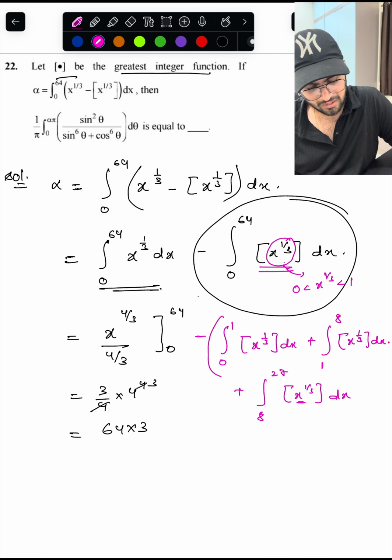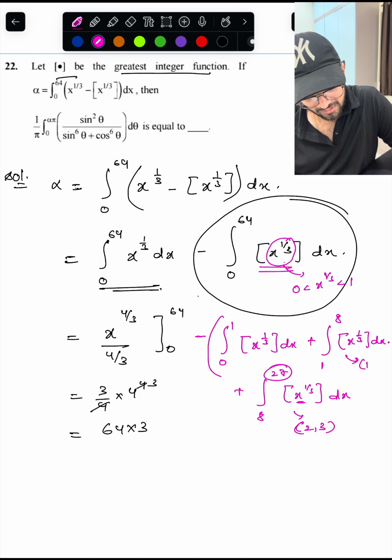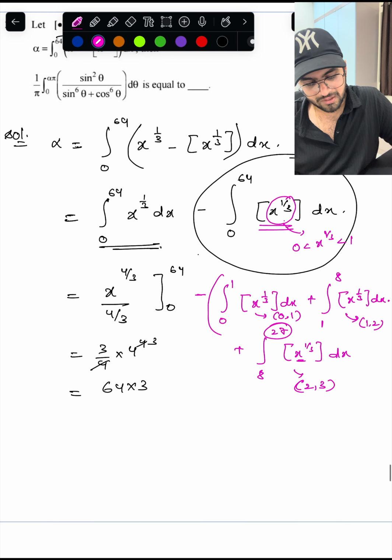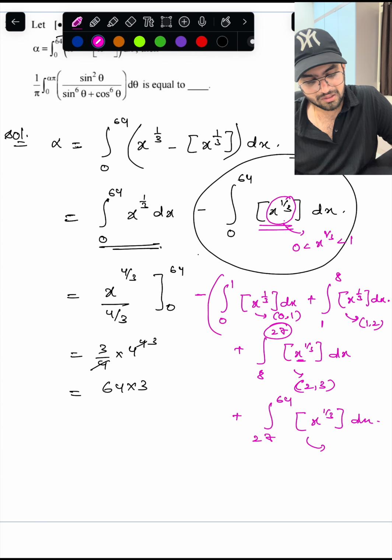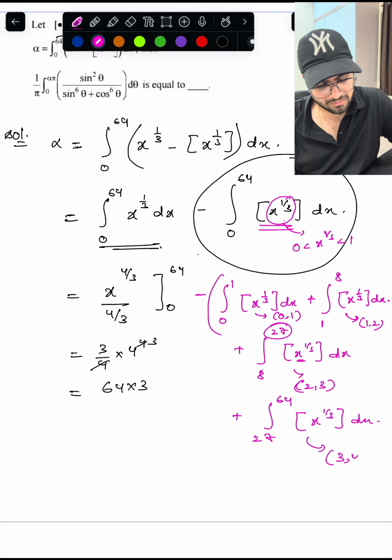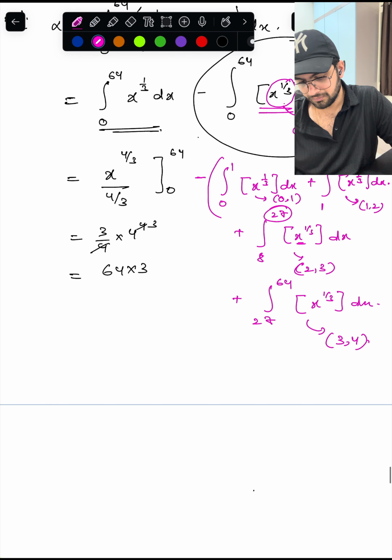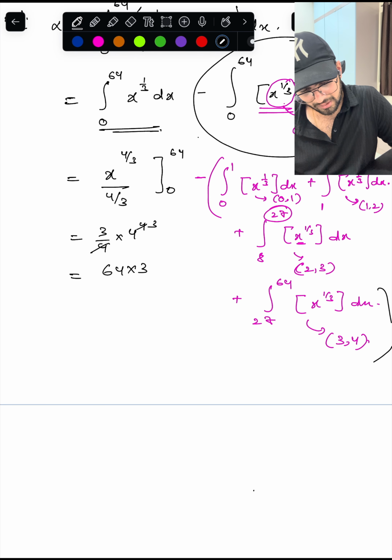Because if I keep x equals 8, it is 2, and x equals 27, it is 3. So it is between 2 to 3, between 1 to 2, between 0 to 1. Plus, from 27 to 64, floor of x power 1 by 3 dx, it is between 3 to 4. Now write the values here.